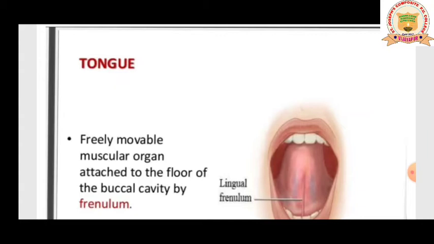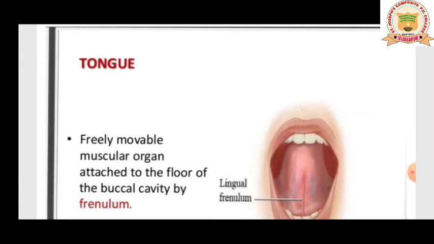We call it the tongue, and it is attached by a particular structure. We call it the frenulum. Clear? The tongue is freely movable. It is muscular in nature and is attached to the floor of the oral cavity or buccal cavity by the frenulum. The upper surface of the tongue has small projections called papillae.